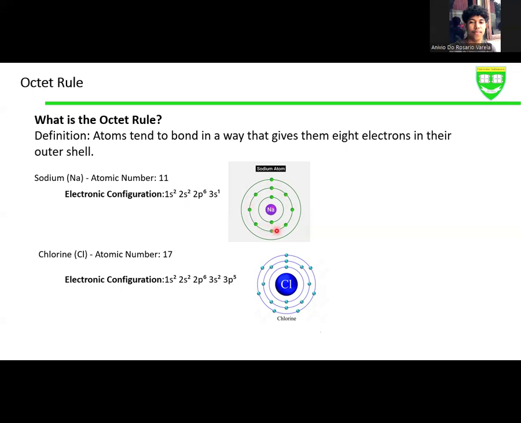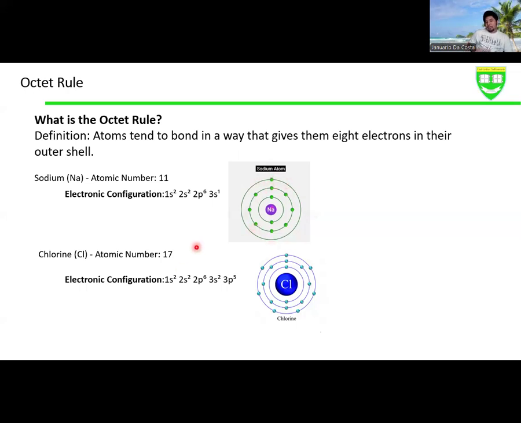Okay, so this is the circle with 8 electrons, but this is not the outer shell, right? But you also have 3s1, where in the third energy level you only have 1 electron. So 1 electron is in this circle. So that means the sodium atom has how many electrons in its outer shell? 1, right? The sodium atom has 1 electron in its outer shell.